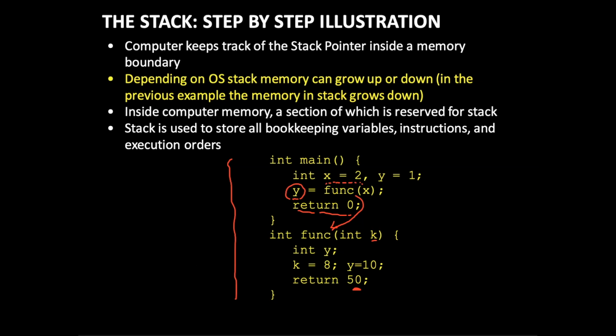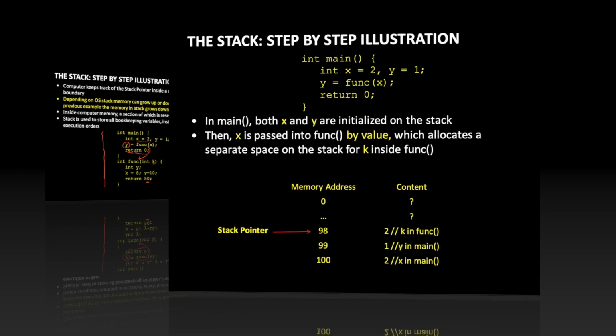Inside your computer, it keeps track of the stack pointer inside a memory boundary, depending on the OS stack memory, which can go up or down, depending on your operating system. The important thing to note is that the call stack is used to store all of the bookkeeping variables, instructions, and execution orders. So you can think of this call stack as the means for the operating system to keep track of all of the execution orders in one spot.